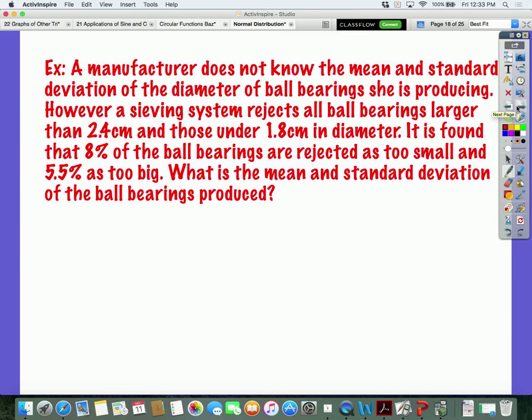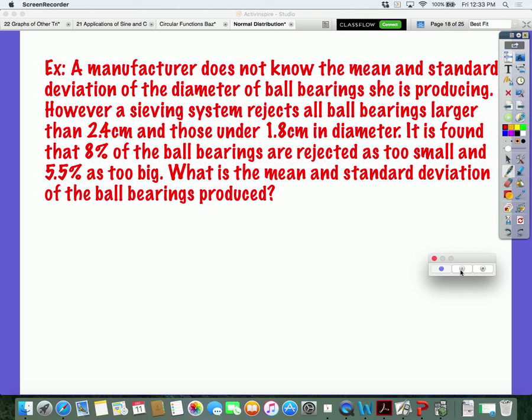So to finish up the problem, you guys can have just another reference for when you are doing your notes. It says a manufacturer does not know the mean and standard deviation of the diameter of a ball bearing she is producing. However, a sieving system rejects all ball bearings larger than 2.4 centimeters and those under 1.8 centimeters in diameter. A sieving system is nothing but like a strainer.